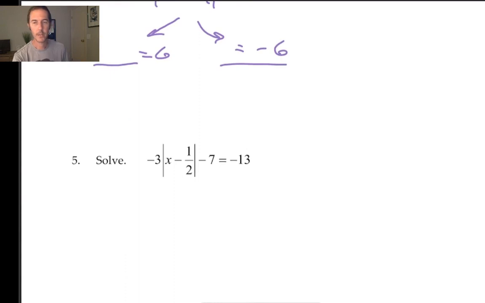What about this problem? Can I do the exact same thing? For sure, except you have two things that you need to do first in order to isolate the absolute value. Add 7 to both sides, and then divide both sides by -3. And then this will be all alone, and you can begin solving your absolute value equation.